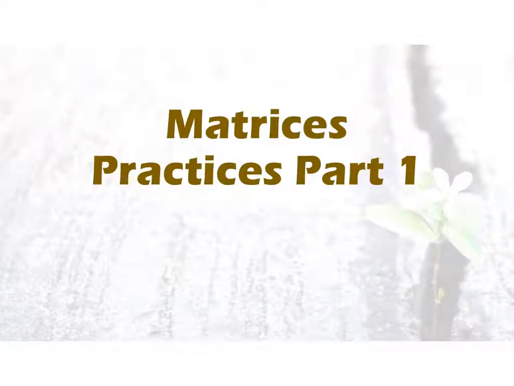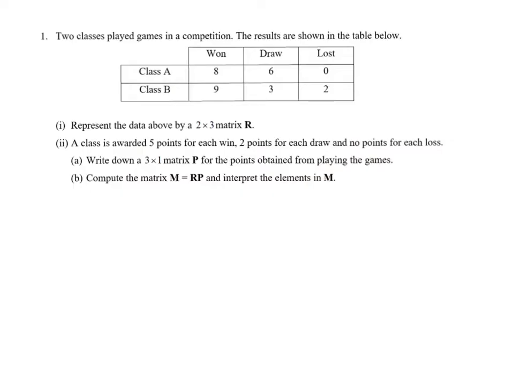Matrices Practice Part 1. Two classes played games in a competition. The results are shown in the table below. Represent the above data by a 2 by 3 matrix. So matrix R in this case will be 2 by 3.